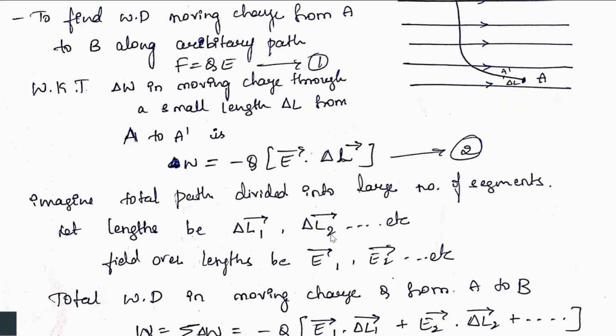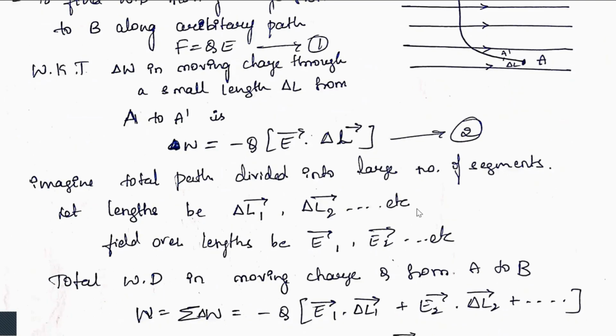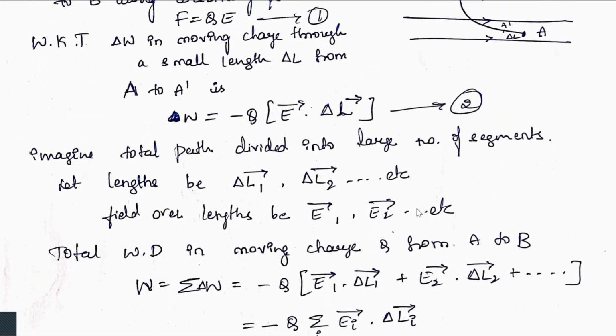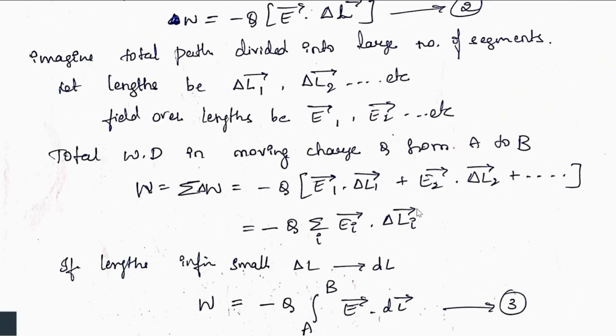Imagine the total path is divided into a number of segments. See here, this is delta L1, this is delta L2, delta L3, similarly. Over these, the electric field lines are electric field E1, electric field E2, etc. So total work done will be the summation of all those small works done. That is minus Q into (E1 vector dot delta L1 vector plus E2 vector dot delta L2 vector), and similarly it goes on. So we can write minus Q into summation over i of Ei vector dot delta Li vector.